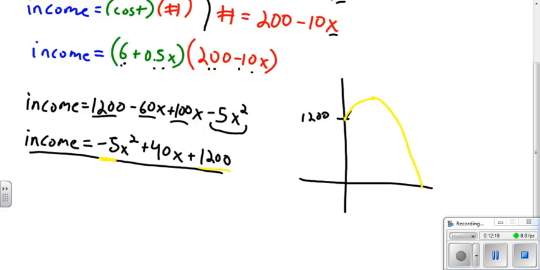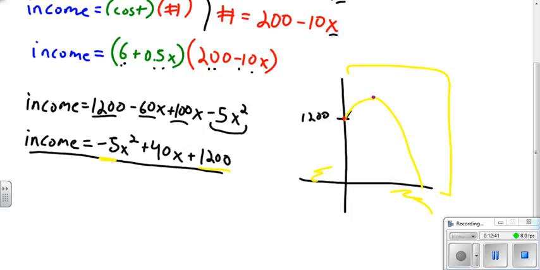Now we don't need to look at negative values here, nothing over here, nothing over here. This is the only area that we're really concerned with because this is where we're actually making money. Now, if he left the price where it was, he'd be making $1,200 income every month, but we want to maximize that value.